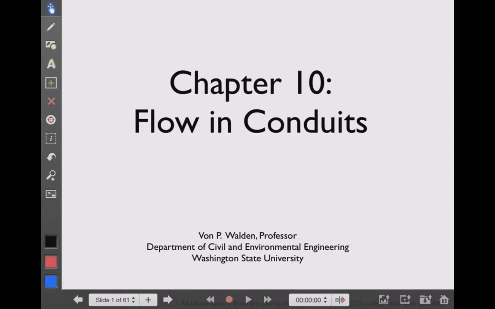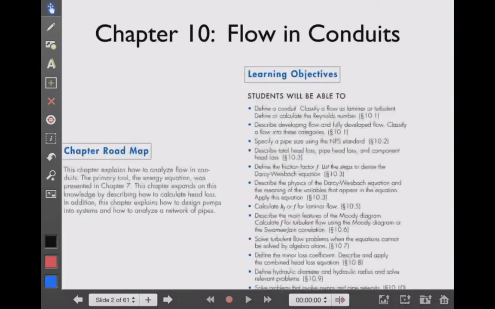We're back with Chapter 10, Flow in Conduits, and this is going to be section 10.5. We're merely going to derive the head loss and friction factor for laminar flow. I'm going to do the full derivation because there are quite a few differences between my derivation and the book's derivation.